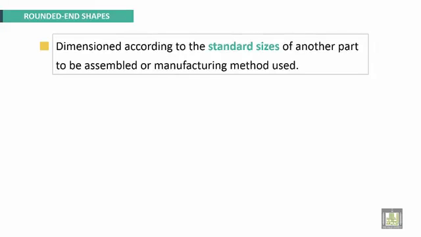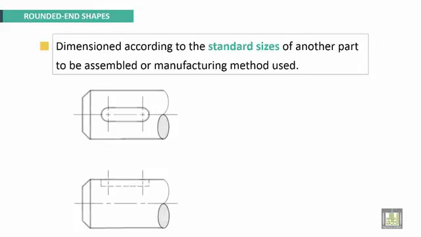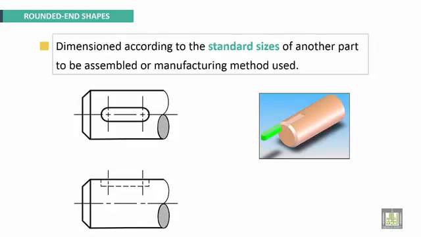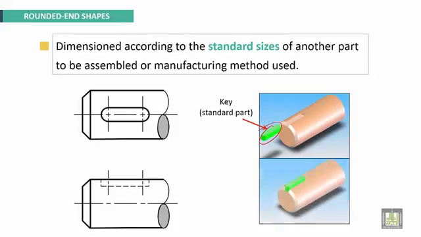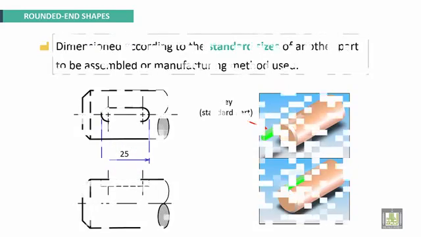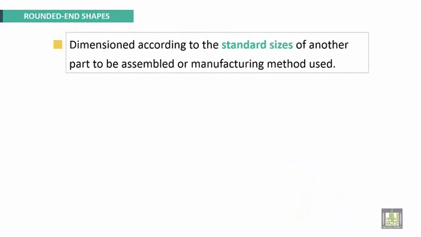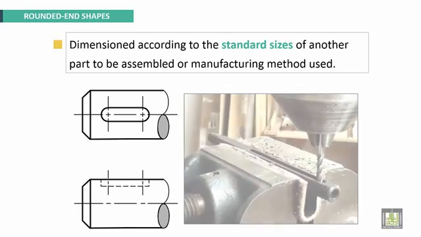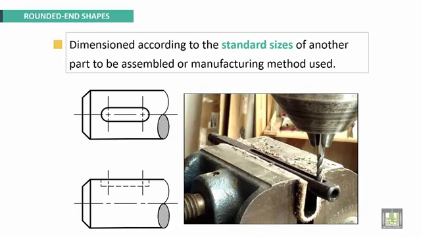Dimension it according to the standard sizes of another part to be assembled or the manufacturing method used. For this key, we need to manufacture this keyway. Key, it is a standard part. Okay, so we have to specify the total length of the keyway. Another example here to show the manufacturing process of the keyway. We have to specify center to center distance.